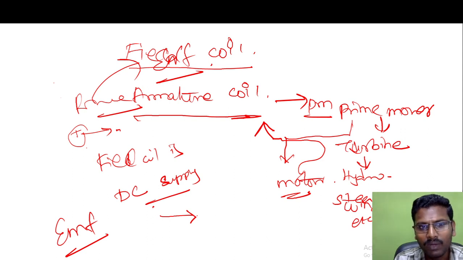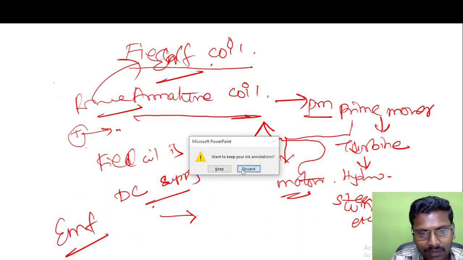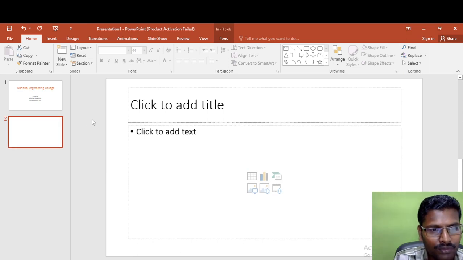So now I will explain the separately excited generator with the help of a circuit diagram, right? It will be easier to understand when we see the concept with the help of the circuit diagram.